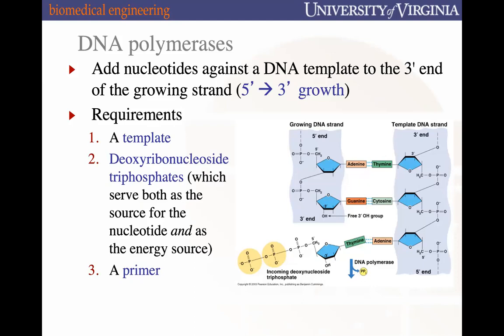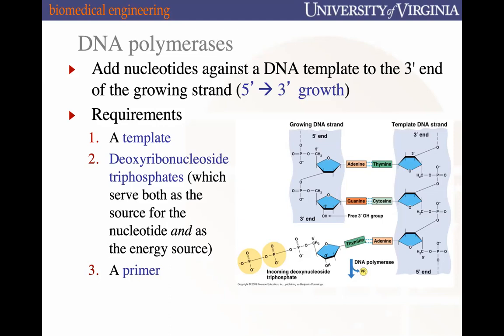And so this serves as both the source for the nucleotides and as an energy source. So if you remember when we talked about what ATP is doing, it's donating phosphate groups that help mediate change. And so here, the phosphate groups on deoxyribonucleoside triphosphates are helping to provide the energy source through the phosphate groups as well as the nucleotides themselves. And the last piece is the primer.